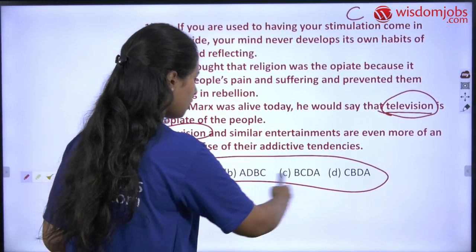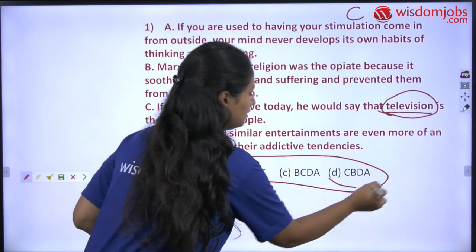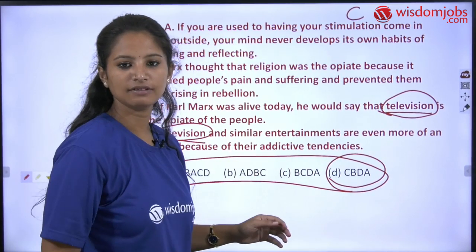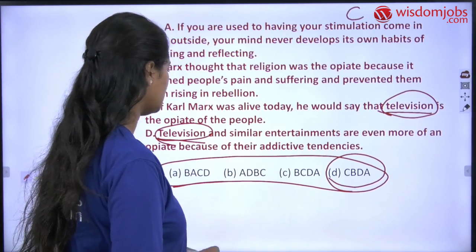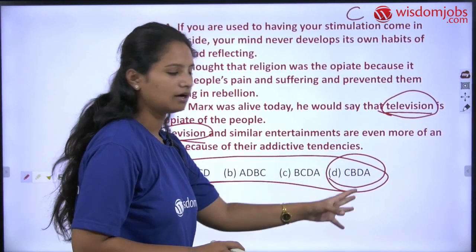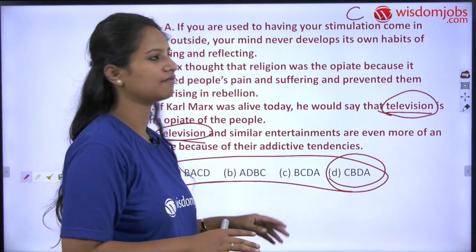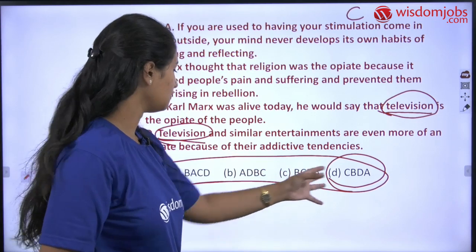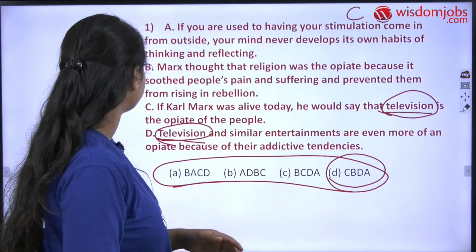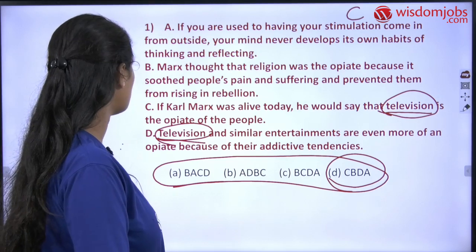Now find out in the options which consists of C as the first option. D has given you the option that is CBDA. So if you want to find it out according to that, now let us make the sequence according to the options. This is a much easier way. Once you find your first option, you can easily get it. So now see as CBDA. If Karl Marx was alive today, he would say that television is the opiate of the people.